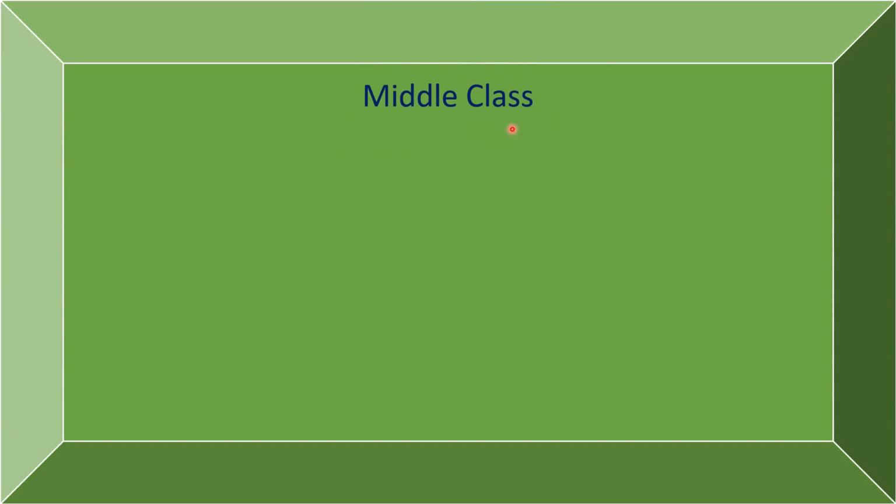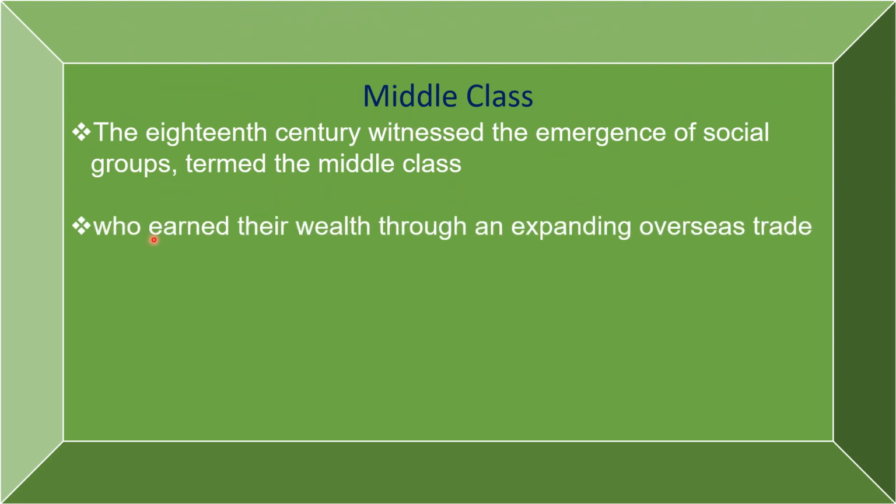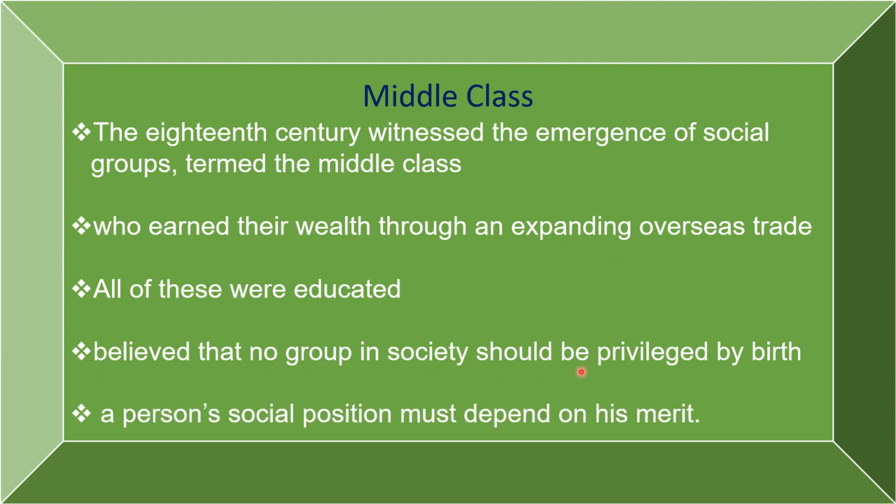Now we know the role of the middle class in the revolution. The 18th century witnessed the emergence of social groups termed the middle class. This middle class belonged to the third estate, who earned their wealth through expanding overseas trade. All of these were educated and believed that no group in society should be privileged by birth. A person's special position must depend on his merit.